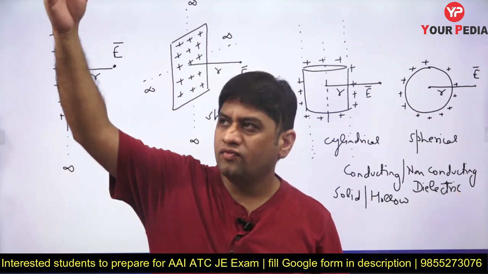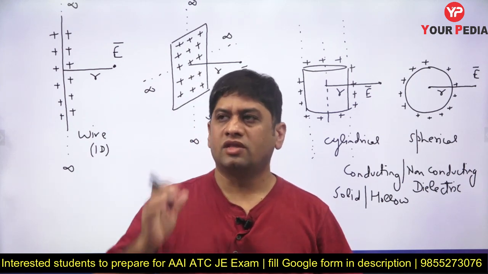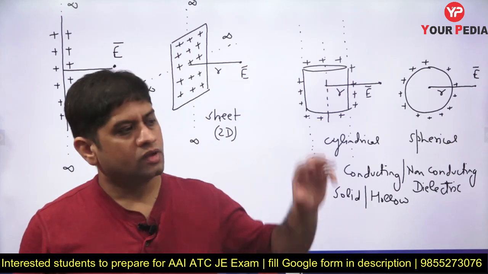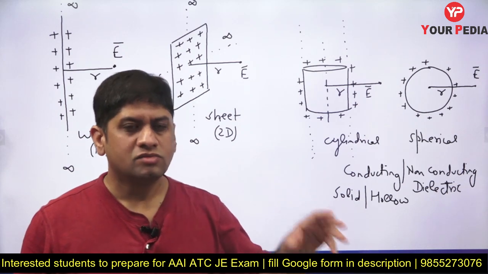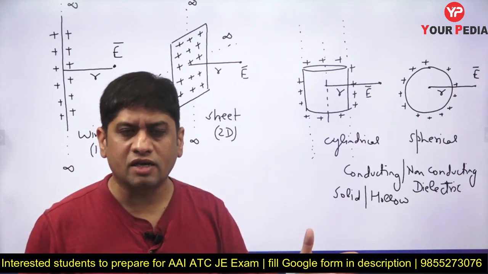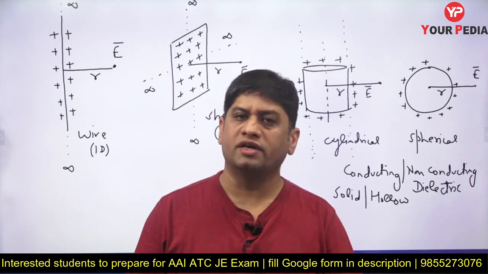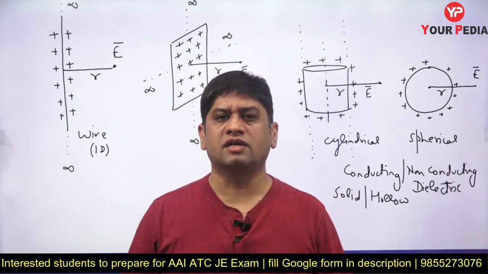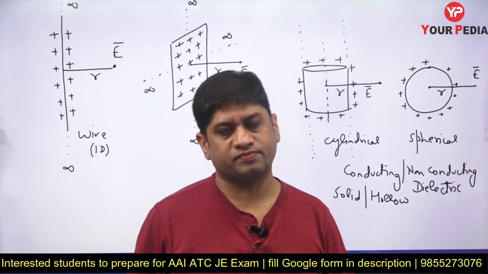There is a very long wire with uniformly distributed charge over its length. There is a sheet of uniformly distributed charge over its surface. There can be a solid or hollow cylinder, a solid or hollow sphere, conducting or non-conducting, having charge distribution on its surface, and you have to find out the electric field intensity because of this charge at a particular distance from these surfaces.